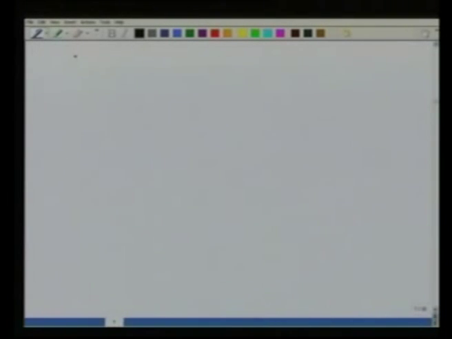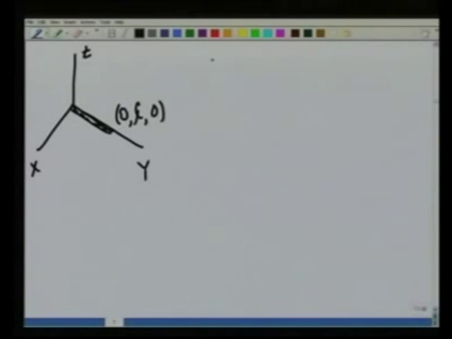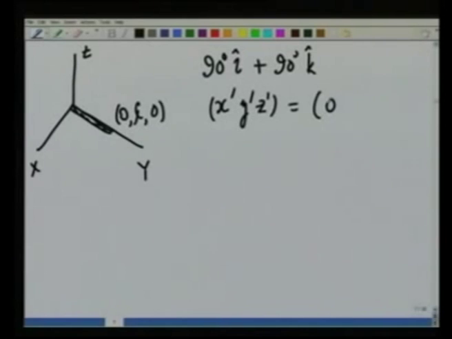So, let us write this. x, y, z. This was the rod at coordinate 0, L and 0. If I did 90 degrees about the x axis plus 90 degrees about the z axis, the coordinates after this rotation came out to be 0, 0 and L. So, the rod was in this position.